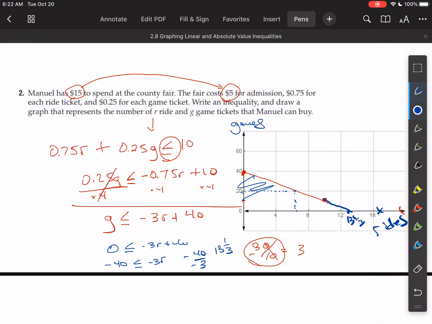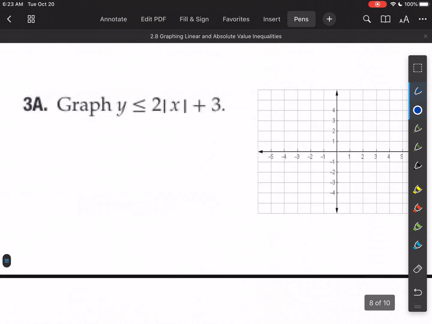Anything that's in here is a possibility. You don't want to go into the negative because you can't have negative games or negative rides, right? So it would just be anywhere in that triangle is a possibility, including 0. Like, he didn't have to buy anything. He could have just walked around the fair, right? So 0, 0 is actually a very real possibility. Anyway, that's number 2. Let's go on to number 3.